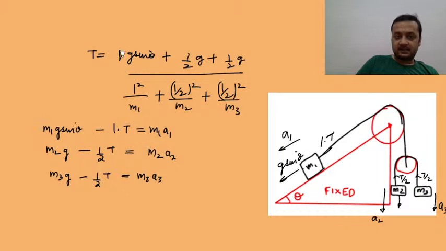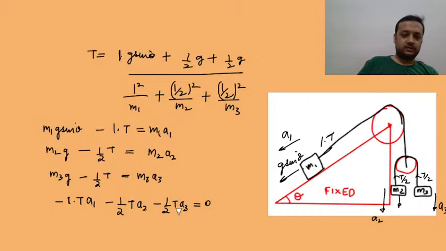That is why I had said to replace g by g sine theta in the original expression. Apart from this, the constraint equation will remain as it is. How will you write the constraint equation? So 1 into t into a1, minus 1 into t into a1. Because tension and acceleration are in opposite direction, you will add a minus sign. Here also minus half into t into a2. And similarly for this, you will write minus half into t into a3. That will be equal to 0.